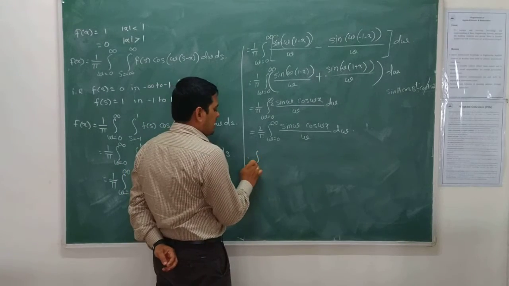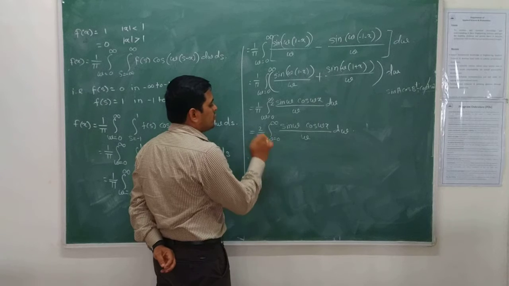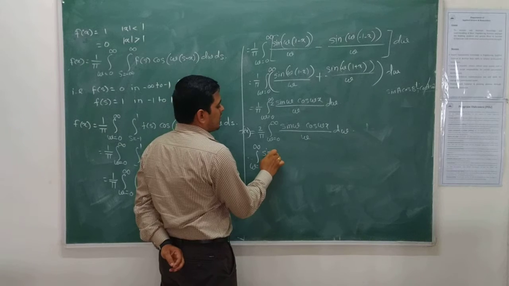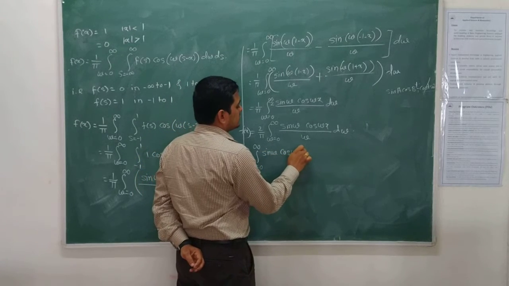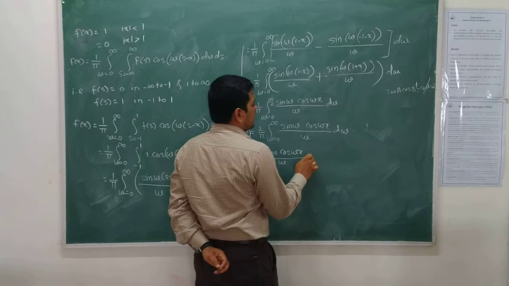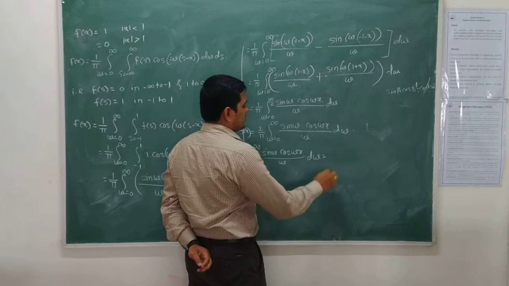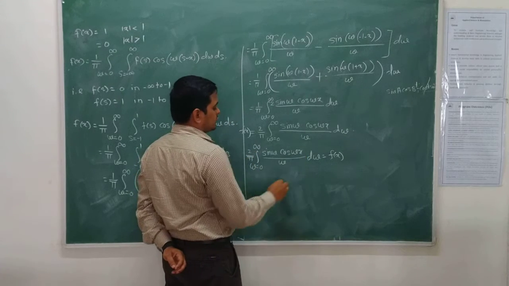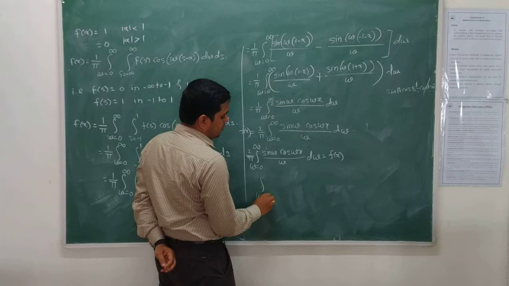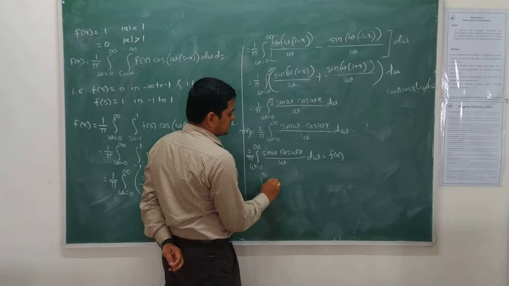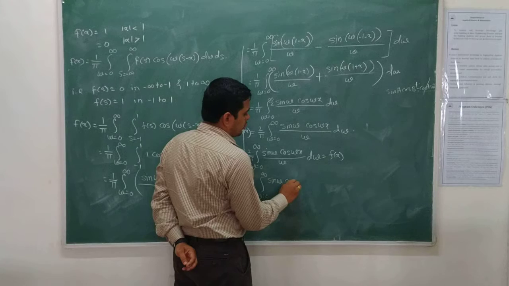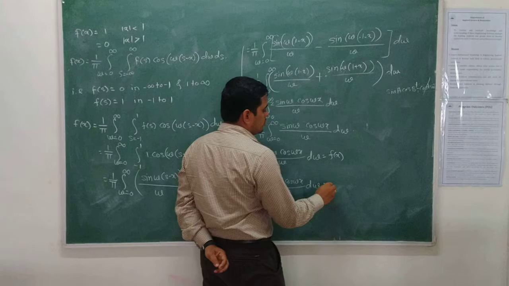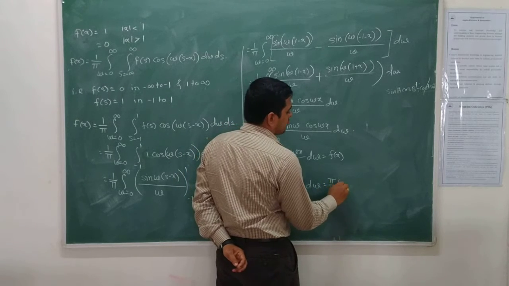Thus from here we get the integration, omega equal to 0 to infinity, of sin omega into cos omega x divided by omega d omega, equal to f of x times, with the 2 upon pi shifted to the right hand side. This integral, omega equal to 0 to infinity, sin omega into cos omega x upon omega d omega, is equal to pi by 2 into f of x.